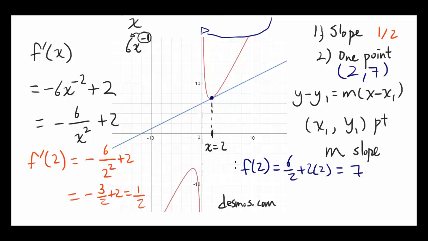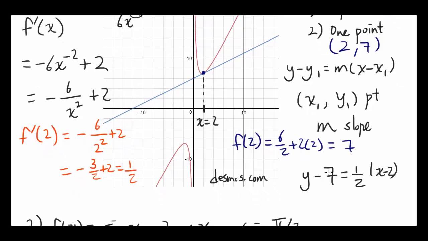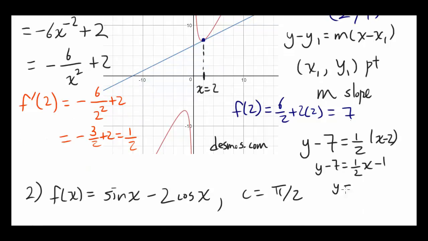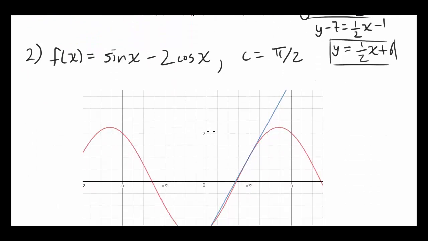So how can you write the equation? Well, you just follow the y minus y1 is m times x minus x1. You have y minus y1, which in this case is 7, is equal to 1 half, which is the slope, times x minus x1, or x minus 2. Or you can, if you want to, simplify this to y minus 7 is equal to 1 half x minus 1, or even more, y is 1 half x plus 6. So that's the equation of the line. You can use this, or you can use this. They're the same thing.